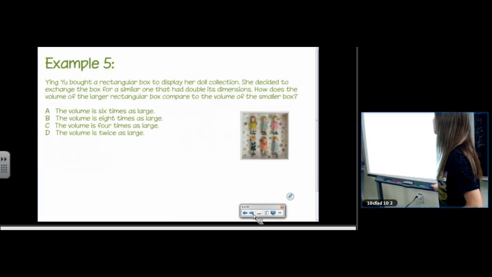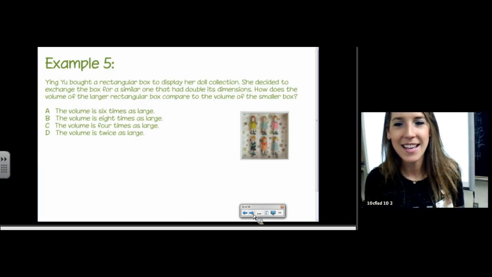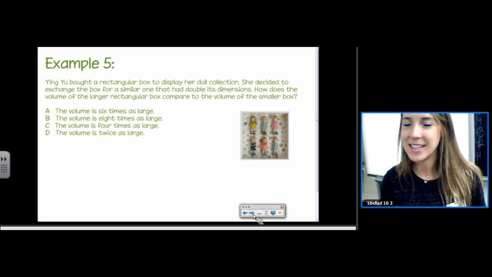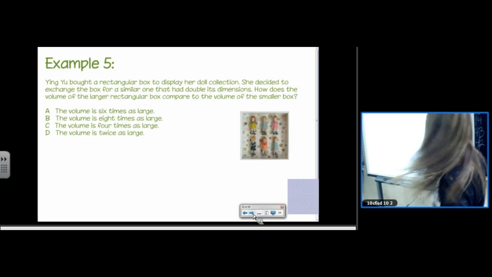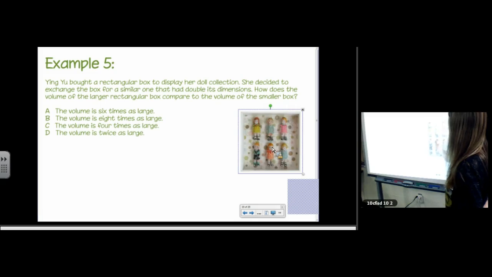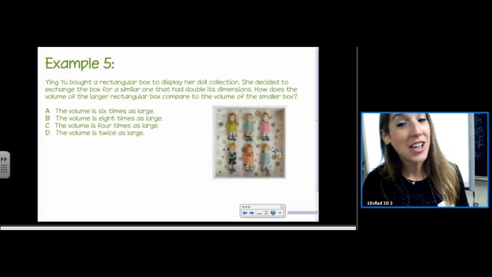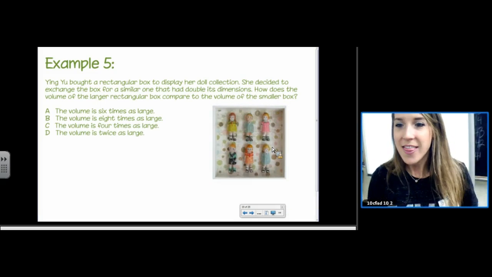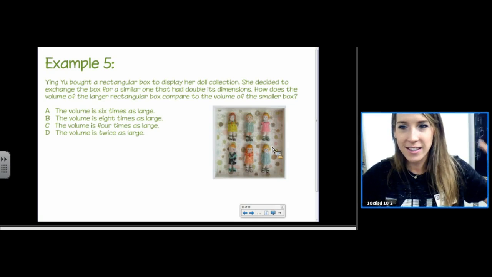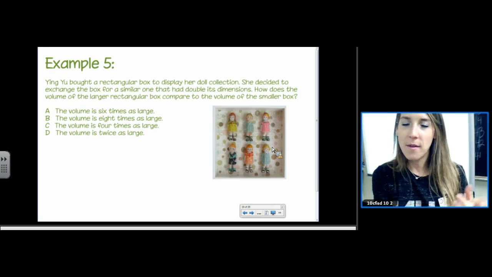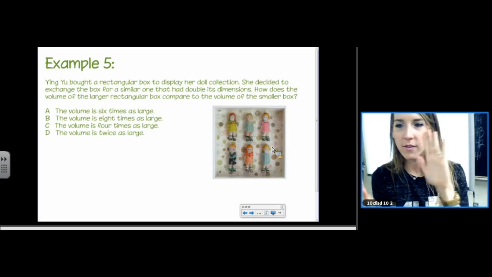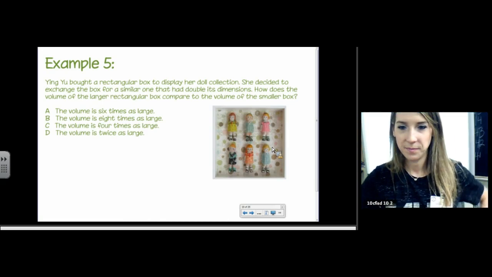Oh, that's great. Yu bought a rectangular box to display her doll collection. Isn't it pretty? A good collection. She decided to exchange the box for a similar one that doubled the dimensions because she has more dolls. How does the volume of the larger rectangular box compare to the volume of the smaller ones?